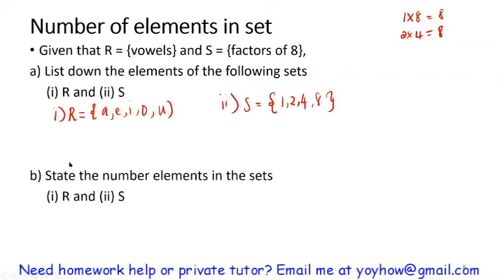Next we need to determine the number of elements in the set. How do we determine the number of elements in the set? Actually very easy. We just need to count how many you have in the set. So this one, 1, 2, 3, 4, 5. So the number of elements in set R is 5. So we write n, where n means number of elements. Then we look at number 2. S, number of elements in S. We count 1, 2, 3, 4. So we have 4 here.